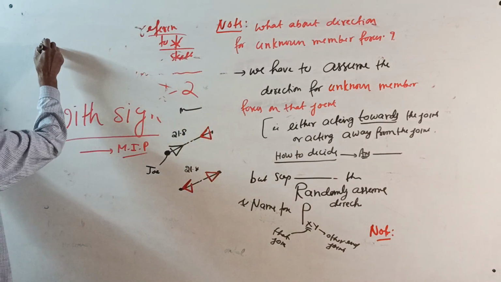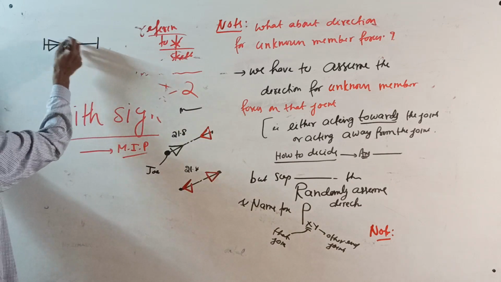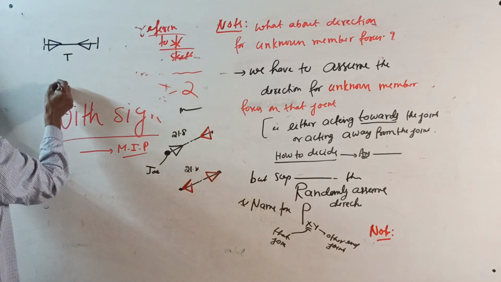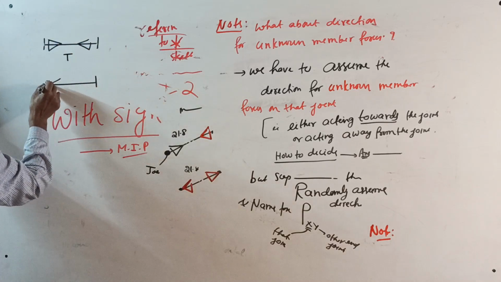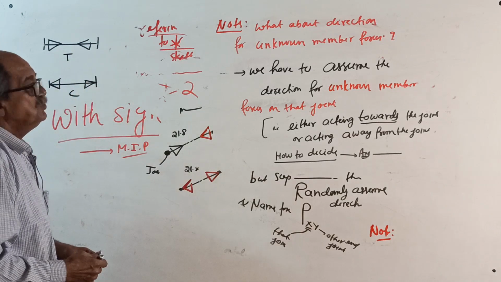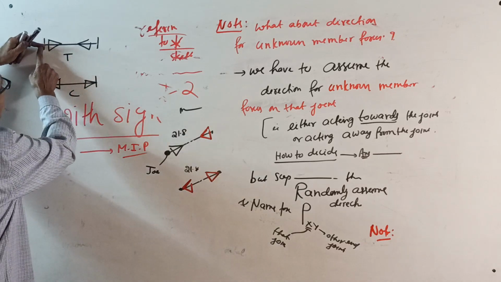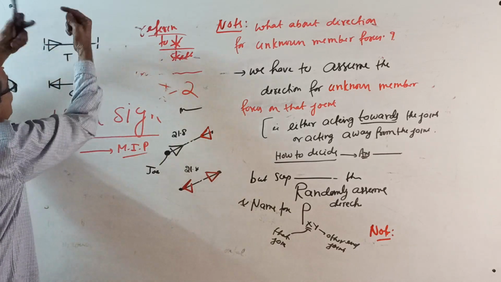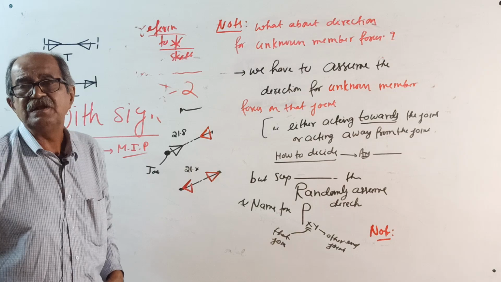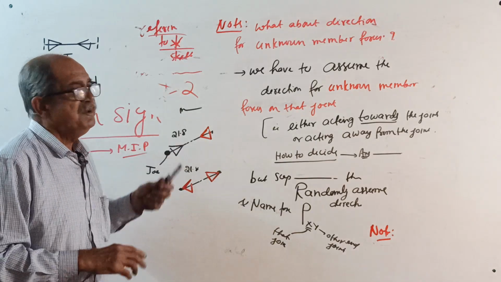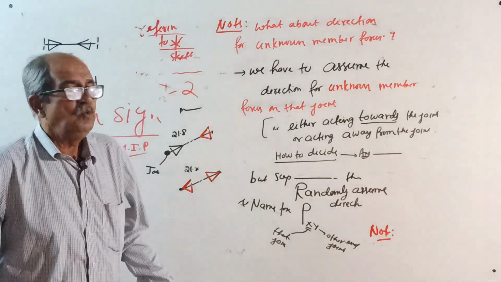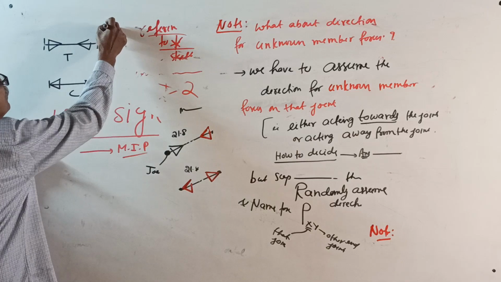I told very clearly. Now I will not tell. See, member force going away from the joint, tension. Otherwise, compression. This way. You should not see how it looks like. See the joint. If the force goes away from the joint, tension. If the force comes and hits the joint, it is compression. Okay. Now complete. Analysis over.